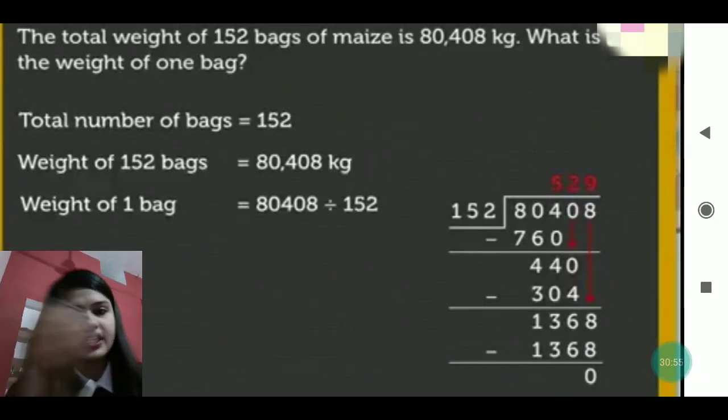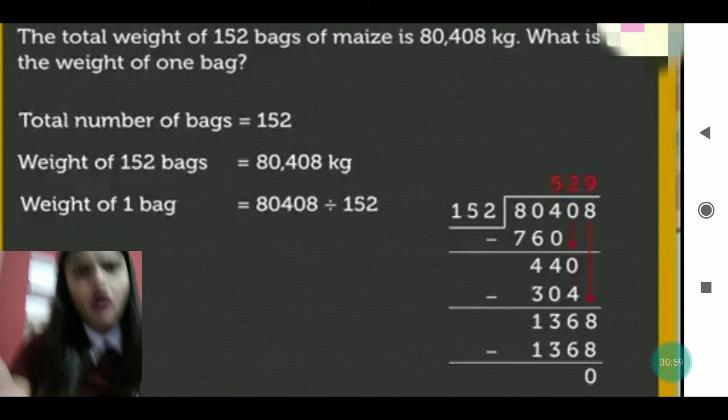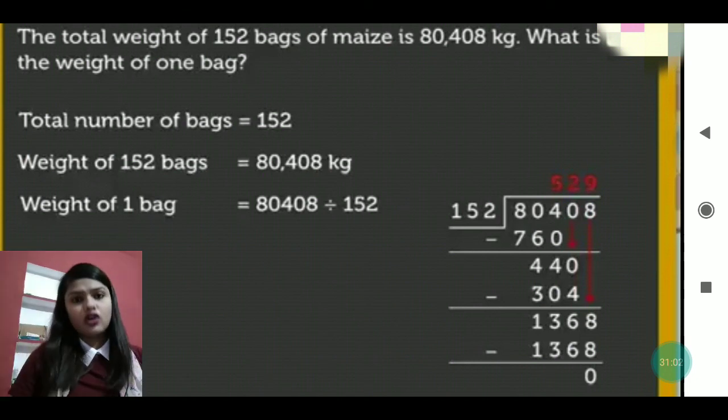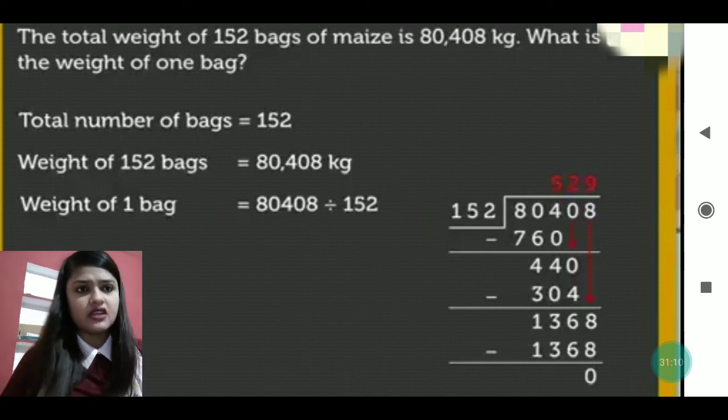This is the last question I am dealing with you all. Just see what is the question given. The total weight of 152 bags of maize is 80,408 kgs. What is the weight of one bag? Very easy. What will you write first?